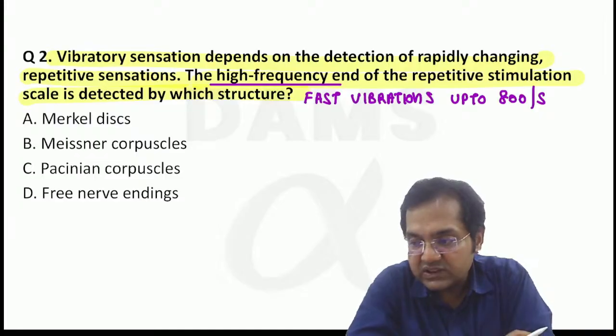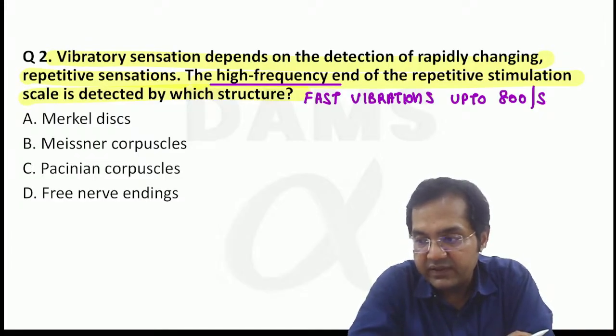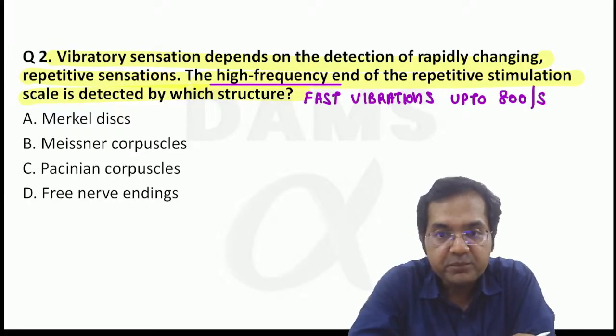Remember, one question from the receptors is certain in the exam, a very high chance. So please remember all the receptors with their functions thoroughly before going to the exam. Till now, I feel all of you will know what the answer for this is. Which one is for fast vibration? Yes.